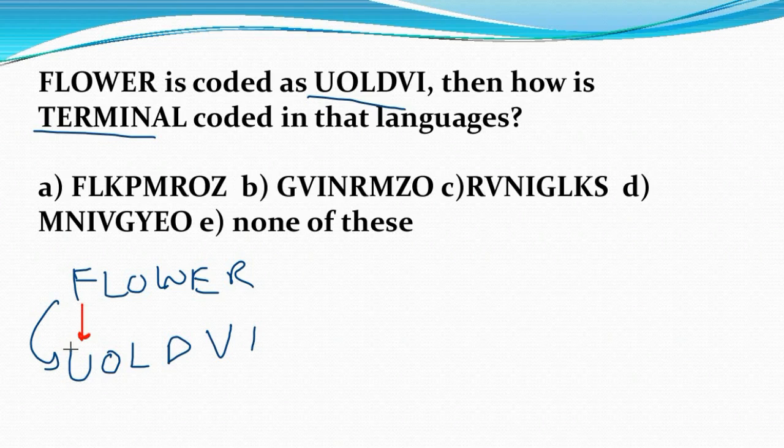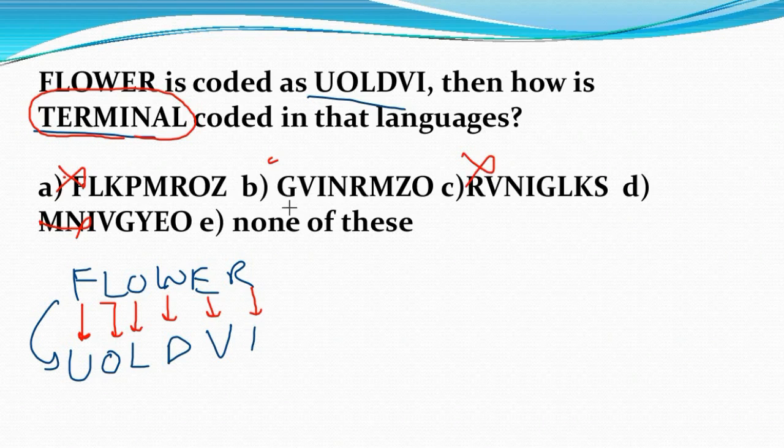F, the opposite letter of F is U, the opposite letter of L is O, the opposite letter of O is L, the opposite letter of W is D, the opposite letter of E is V, and the opposite letter of R is I. We have to write down the opposite letters of terminal. T means G. The first option is removed and G will be the answer, and the R option is also removed, and this is not the answer.